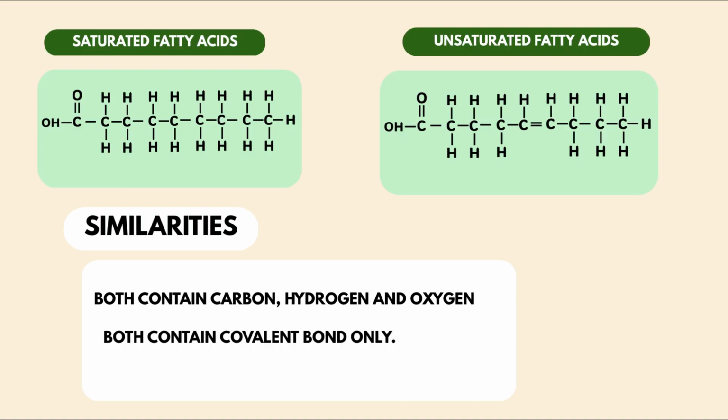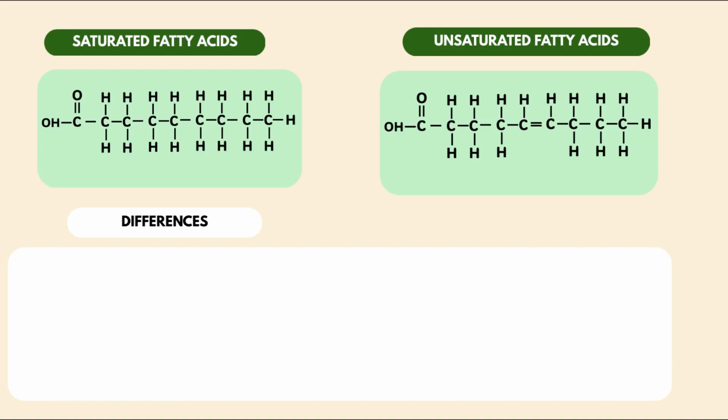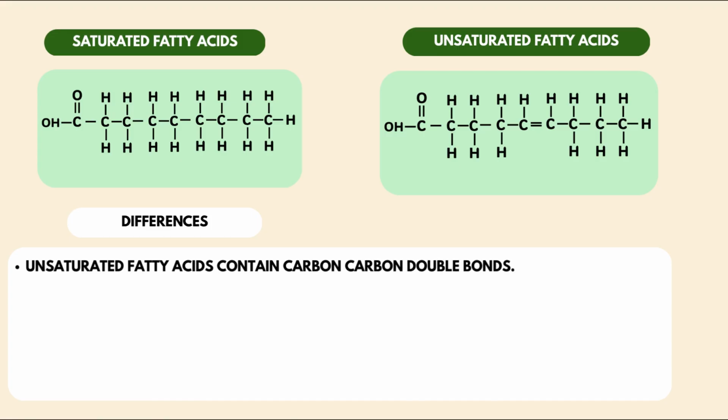Now let's come to the differences. Here I'm comparing both, but I'm writing points specific to one molecule only, not writing long sentences like this one has this and the other one has that. Just write the clear points. So for unsaturated fatty acids, they have carbon-carbon double bonds. Be specific. If you write only double bonds, it's wrong because double bonds can also refer to carbon-oxygen double bonds, which are already present. The scheme itself makes that clear.